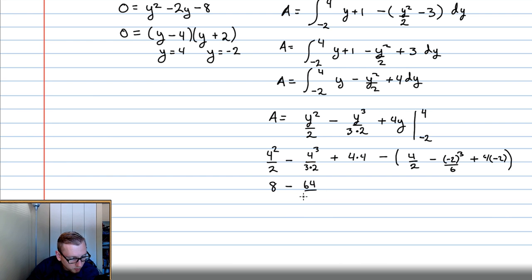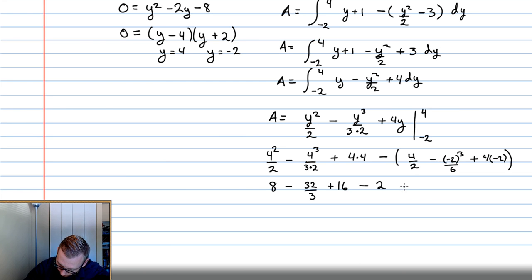And 64 over 6. Let's reduce it. 64 divided by 2 is 32. So we've got 32 over 3 plus 16 times 4. We've got minus 2, 4 over 2 is 2. Minus 2 cubed would be minus 8. But we got a minus, so now we're plus 8.